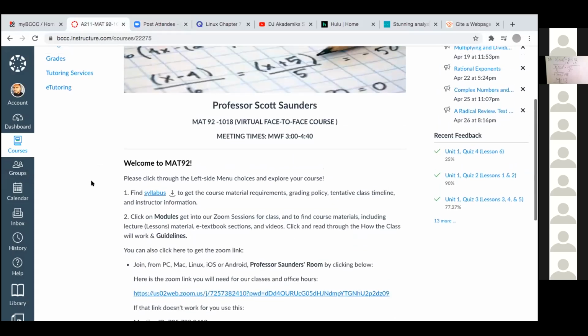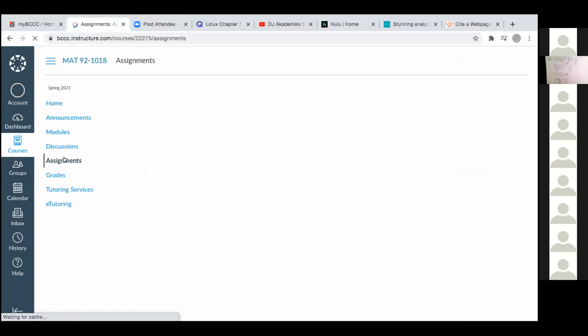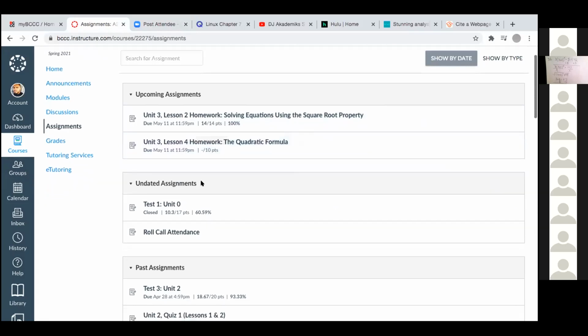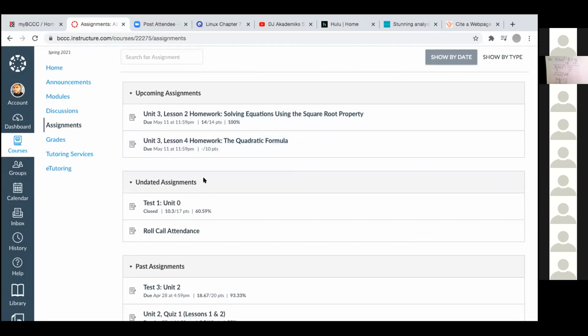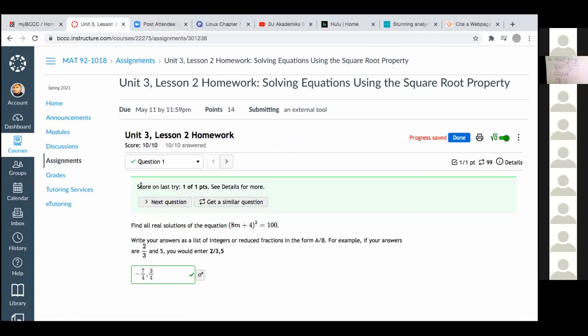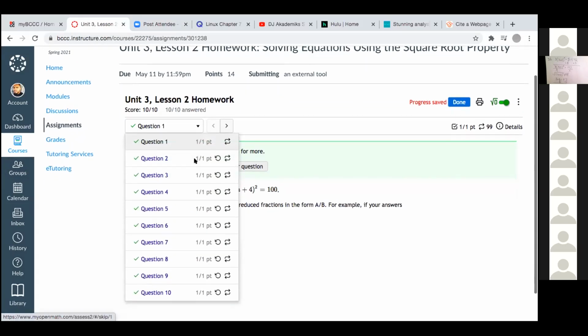So let's go to assignment. Let's go down to unit 3, lesson 2: solving equations using the square root property. Yes, right there. Oh, you started this. That is awesome. Let's go to the next one. Oh, wait a minute. You've done all of these, Michael? Yes.